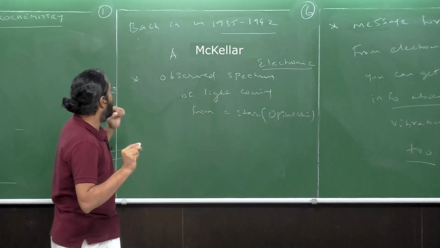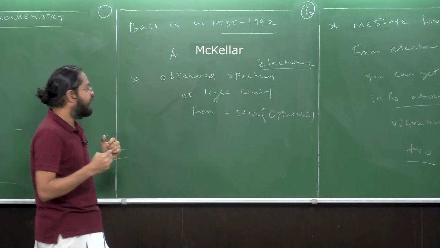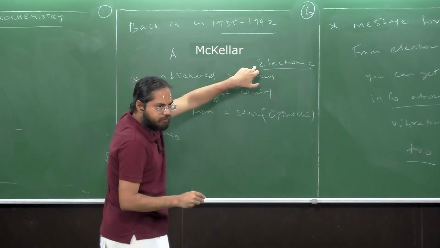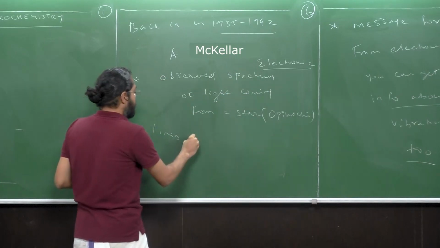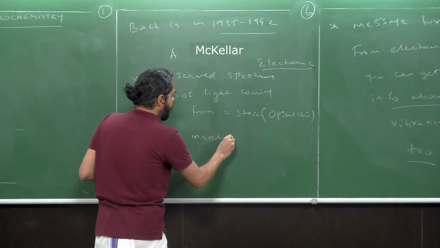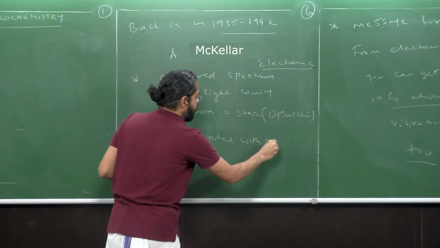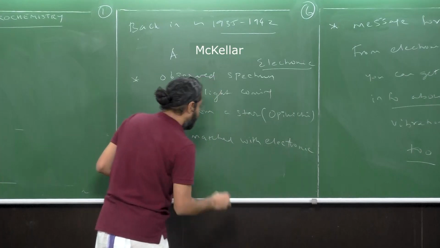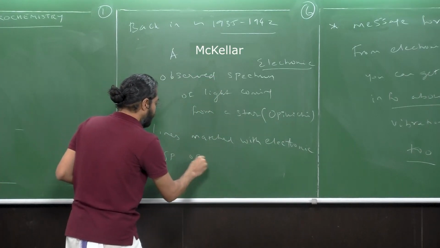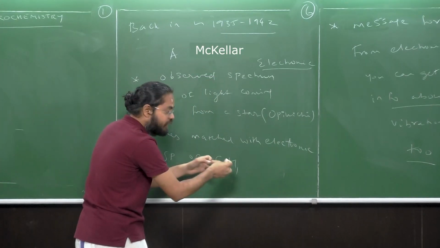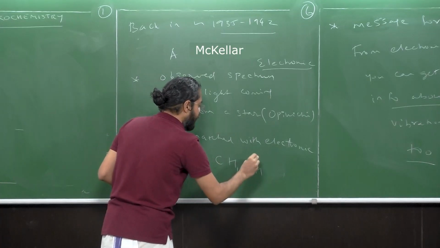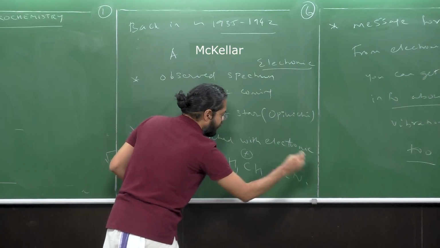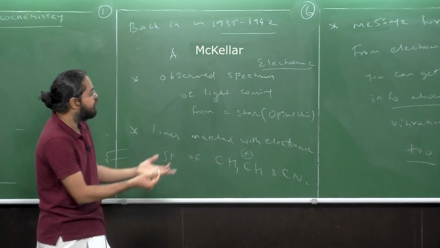So what they noticed was that the lines from the electronic spectrum matched with the electronic spectra of CH radical, CH plus, and CN radical. Now, what are the structures of these three molecules?